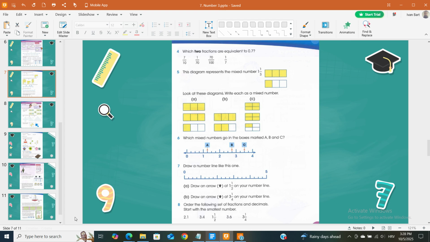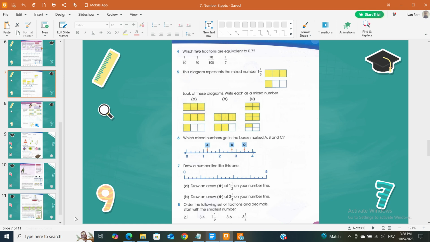Which mixed numbers go in the boxes marked A, B and C? Draw a number line like this one. A: Draw an arrow at 1 on your number line. B: Draw an arrow at 3 on your number line.